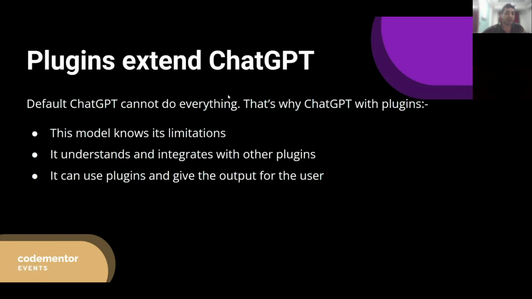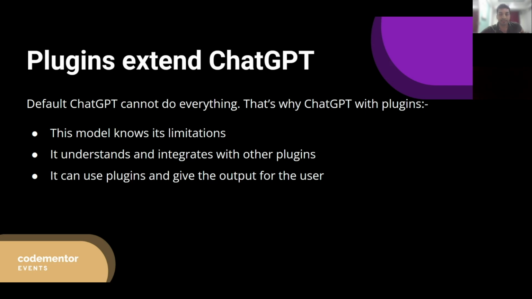You can think of plugins as a way to extend ChatGPT's capabilities. Since default ChatGPT cannot do everything, OpenAI released the plugin model, which extends the capability of ChatGPT. It does three things. First, this new model knows its limitations. So it knows what it can and cannot do. Second, it can understand and integrate with other plugins.